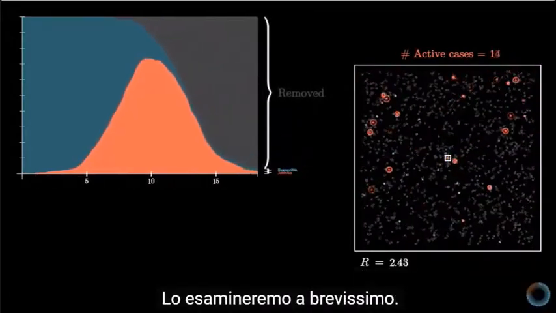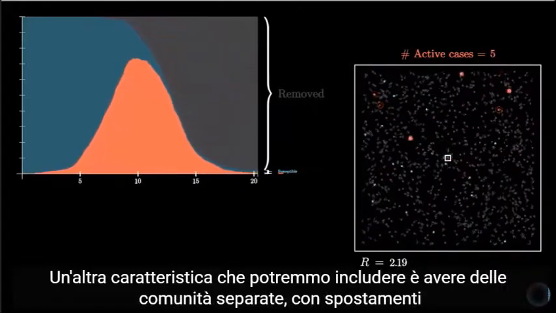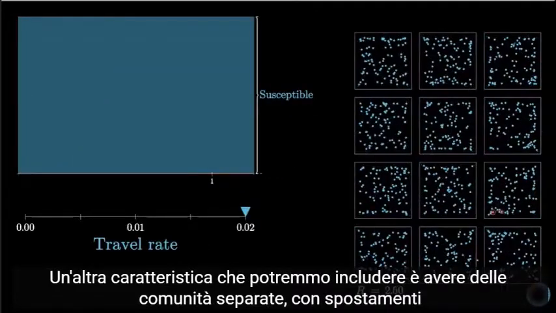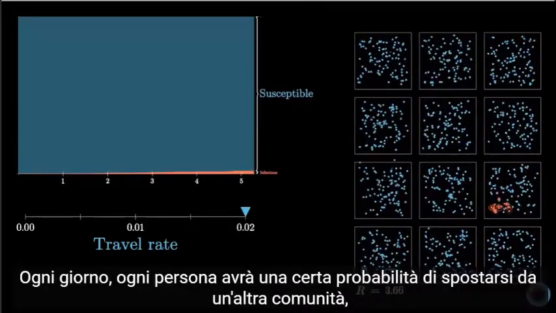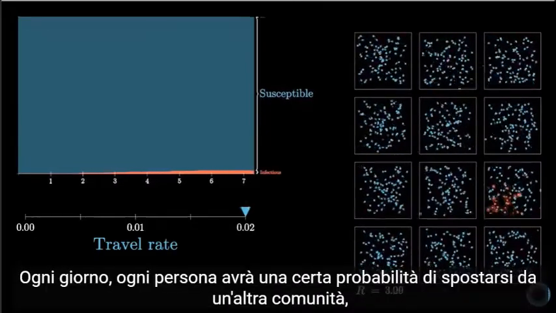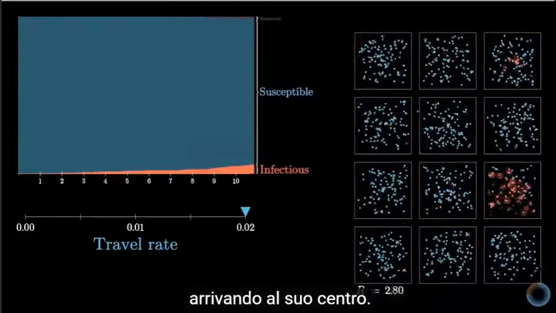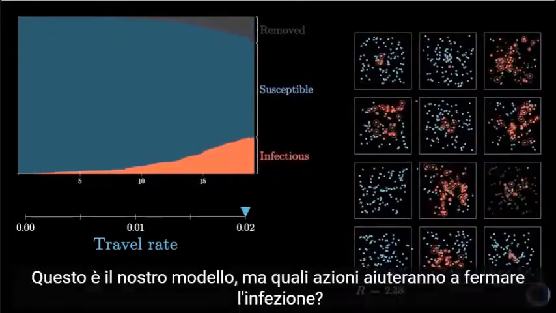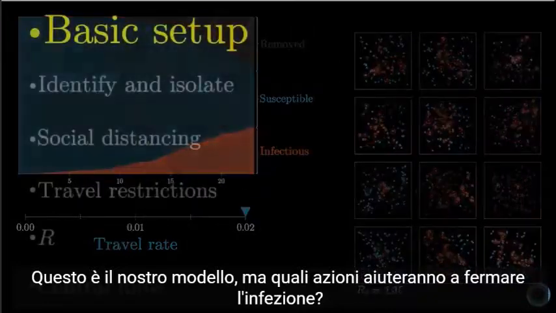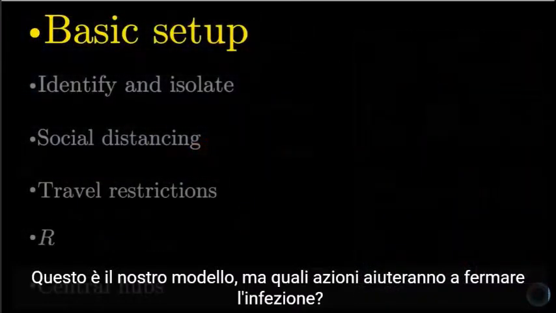Another feature that we could include is to have a few separate communities with transit between them. Every day, each person will have some probability of traveling to the center of another community and then going about their usual routine from there. All of that is our basic setup, so now the question is, what actions help to stop this spread?